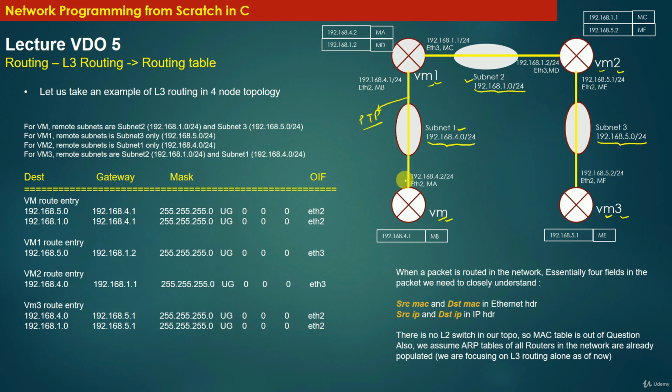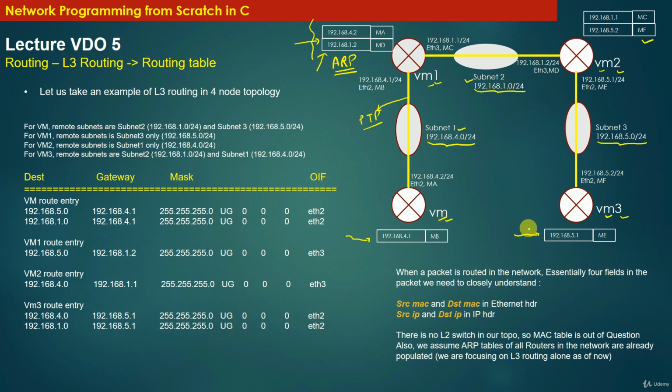Now against each of these routers in this topology, you can see this little box. This little box is nothing but the ARP table. So the number of entries in the ARP table of each router must be equal to the number of neighbors the router has. It is for this reason that the router VM has only one entry in its ARP table. Router VM1 has two entries in the ARP table because router VM1 has two neighbors, that is router VM and router VM2. For the same reason, router VM2 has two entries in the ARP table and the router VM3 has only one entry in its ARP table.